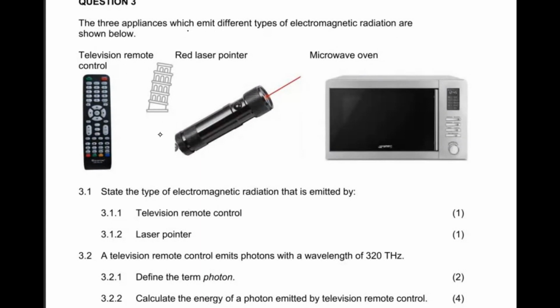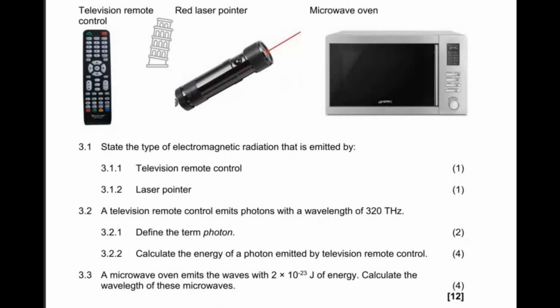We have the TV remote control, which is this one. We have the red laser pointer that people use when they give presentations. This is what I use when I change the channel. You also have the microwave. After school, when the pap is dry, put it in the microwave to warm it up.